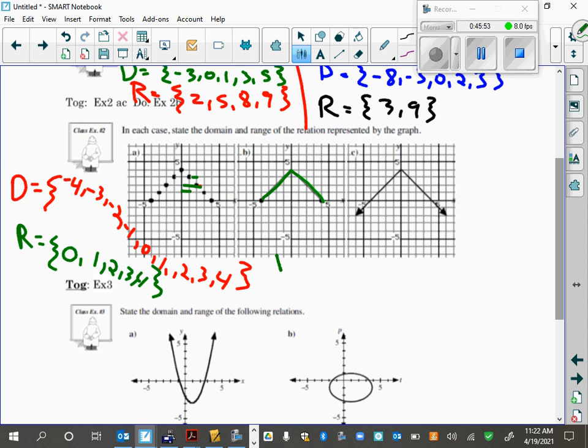The domain is from -4 to 4. All the numbers in between -4 and 4, we just have to know how to write that in set notation. So first of all, domain means all the values of x.